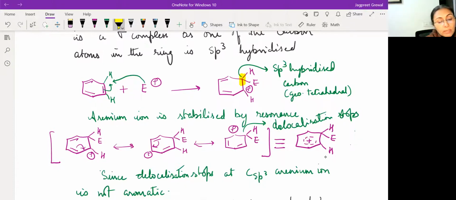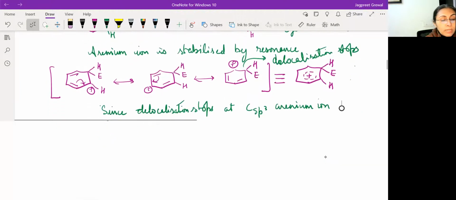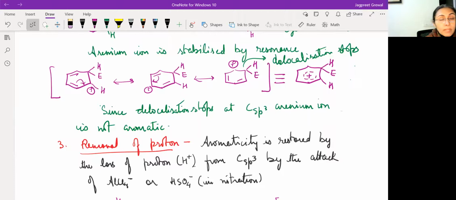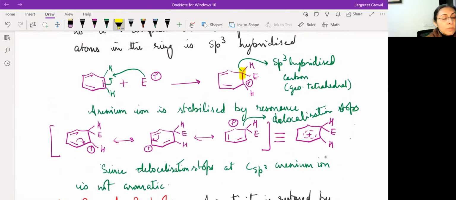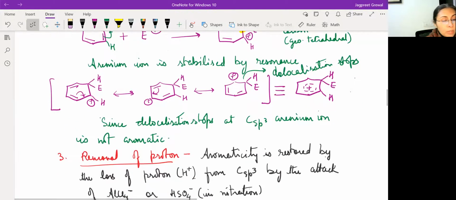So if you see the resonance hybrid, you have a positive charge on the ring. So that is why it is called the arenium cation. Okay, so the delocalization, the only thing is this cation is no longer aromatic. Why? Because the delocalization of the pi electron stops at this position. Stops where? Where the carbon atom is sp3 hybridized. So it is extending up to this side only. So that is why it is no longer aromatic.